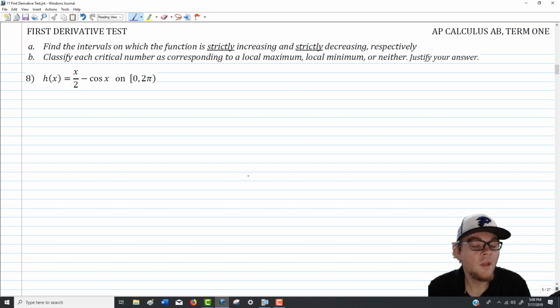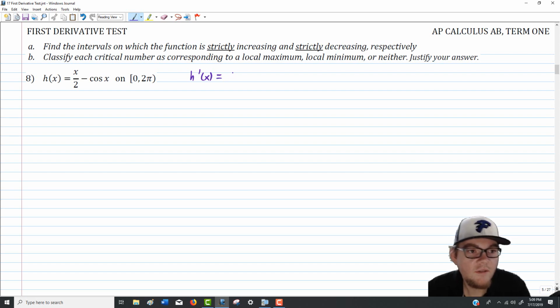of this question. So in this case, our function is h of x equals x over 2 minus cosine of x, and we're explicitly told to focus our attention on 0 to 2 pi, so that we're only looking at one cycle around the unit circle. So in here, a good place to begin, as with all of these, is to take the first derivative, so that way you have something to start analyzing with.